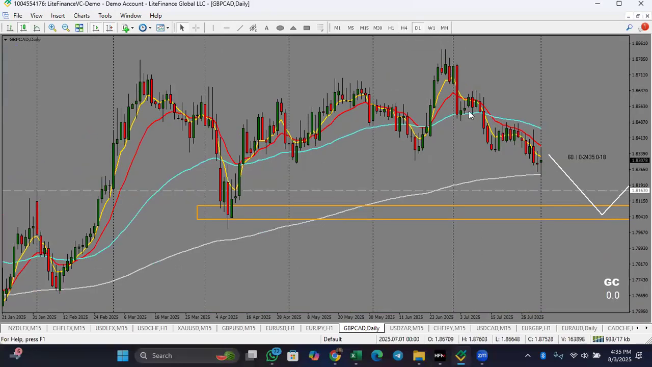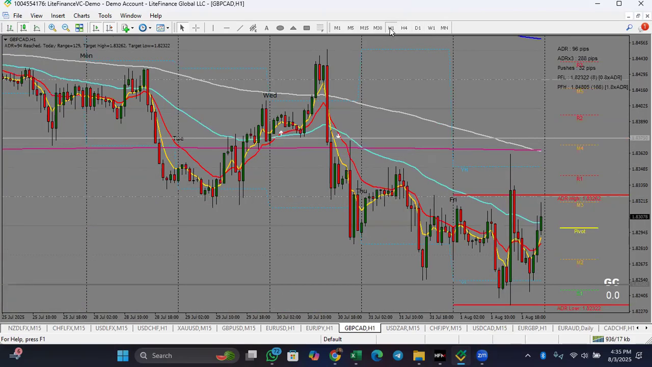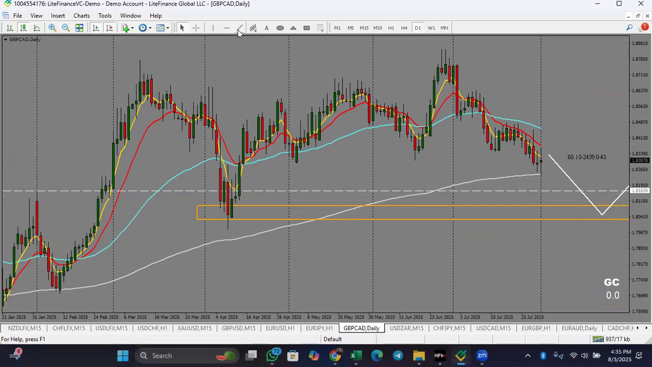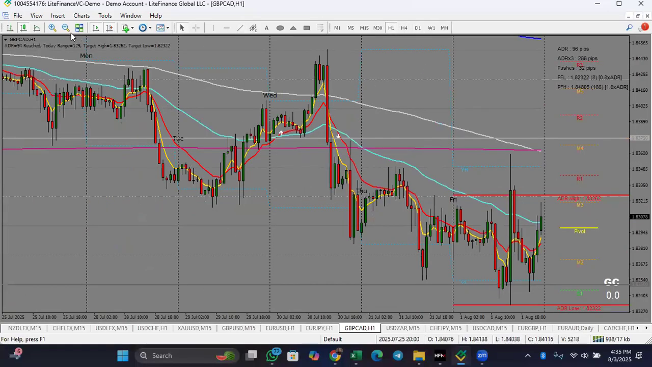So on the daily, we're having 3 levels going down. So 1, 2, 3. Price is around the 200 EMA, but it is not showing indication of reversal yet. Let us measure the ADR from this point. So the other one.